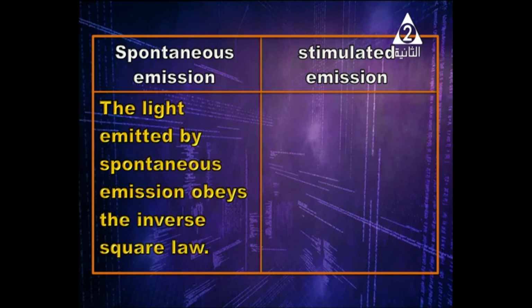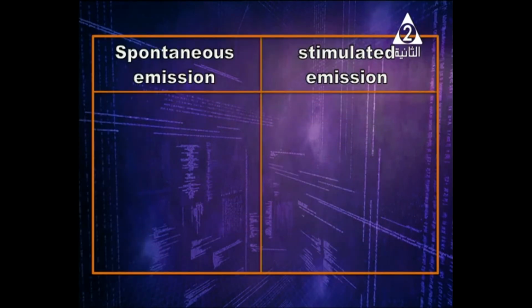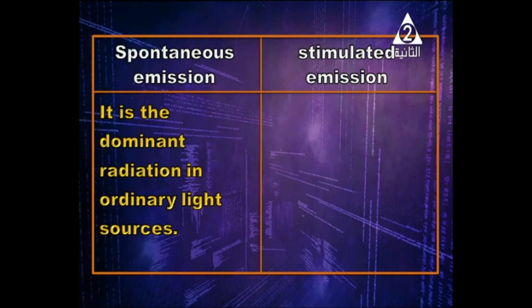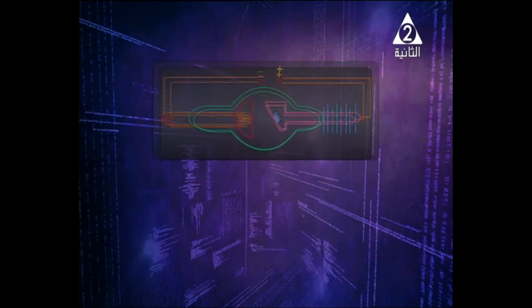The light emitted by spontaneous emission obeys the inverse square law. The intensity of the light emitted by stimulated emission does not obey the inverse square law. Spontaneous emission is the dominant radiation in ordinary light sources, but stimulated emission is the dominant in laser sources.